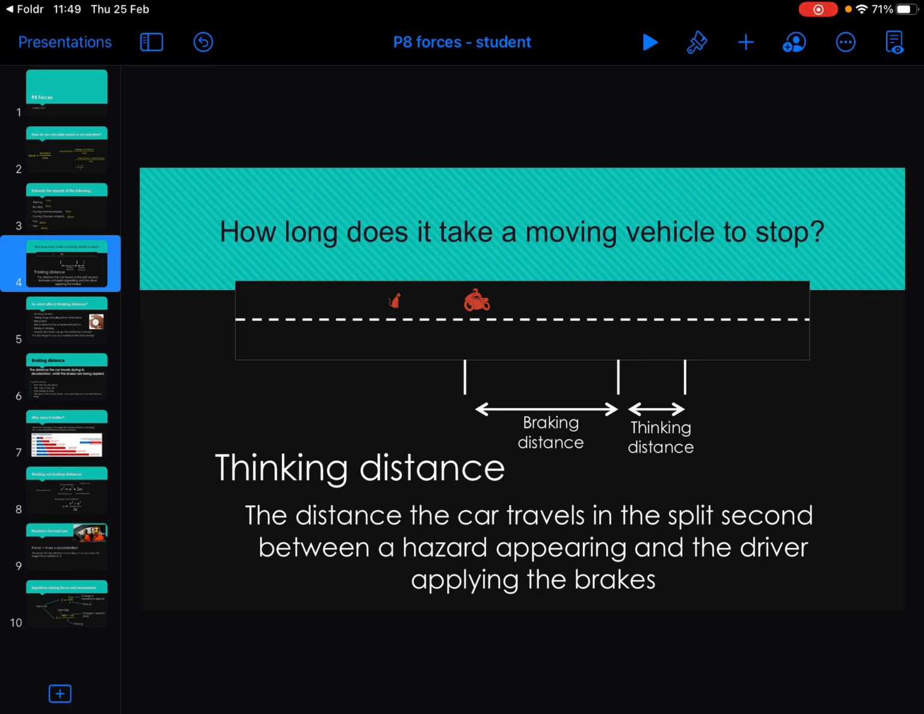The next part, I don't know whether it's going to come up actually. The next part is the braking distance. And this is the distance that you travel once the brakes are applied. So you've reacted and then you've applied the brakes. And you need to know different things that affect both of those.